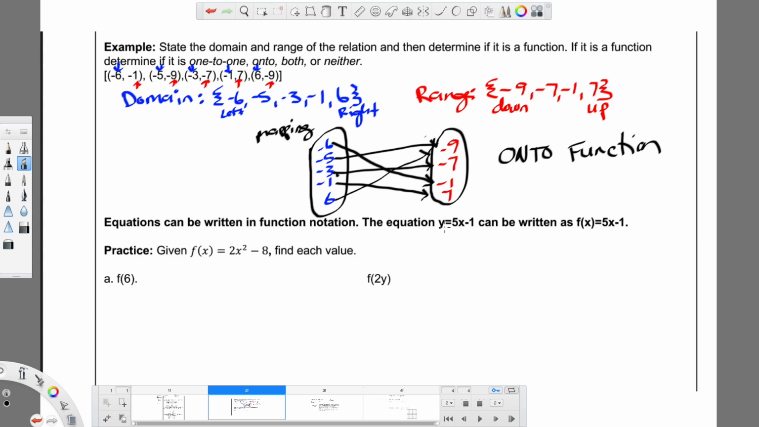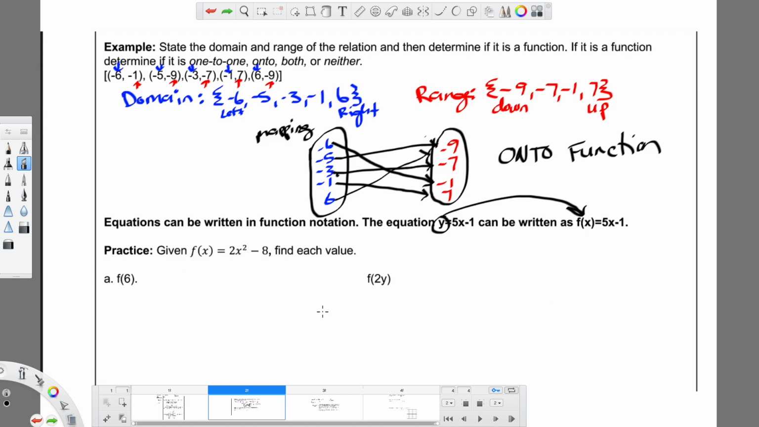We're going to use equations can be written in function notation. The equation y equals 5x minus 1 can be written as f of x equals 5x minus 1. So remember, this is just another way to write y. And what it literally is telling us is that it is a function, and they can give us values to plug in for x. So it's just another way to write our equations here.